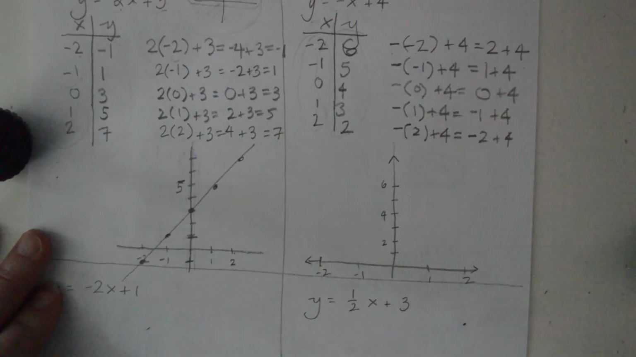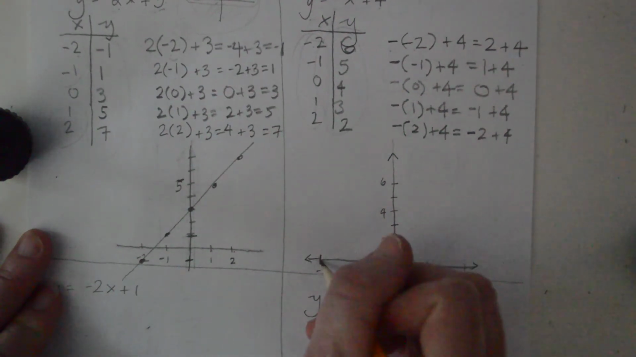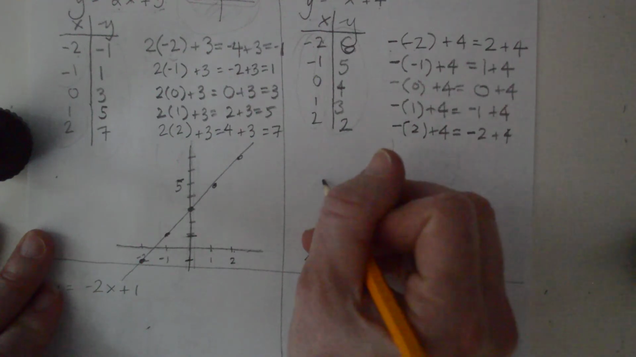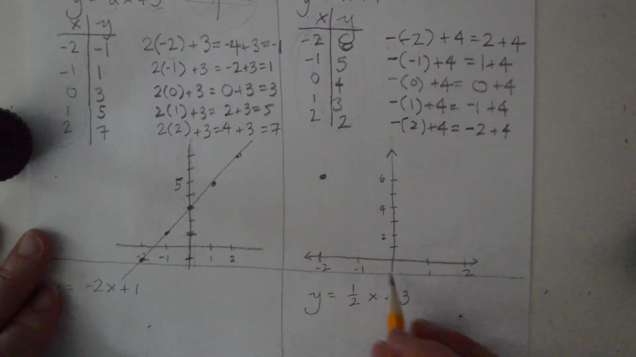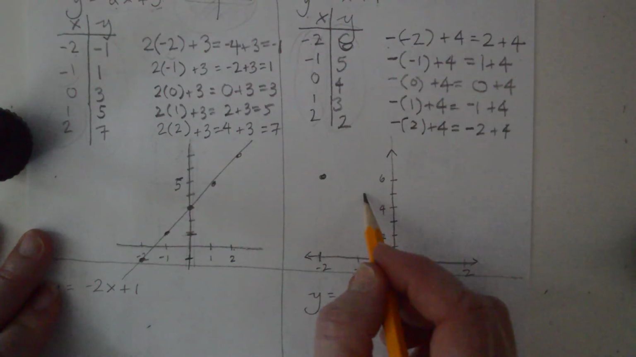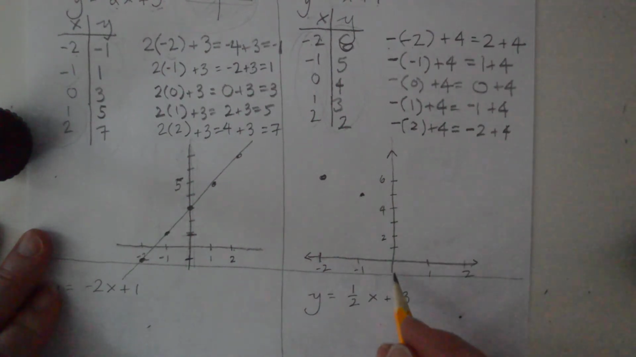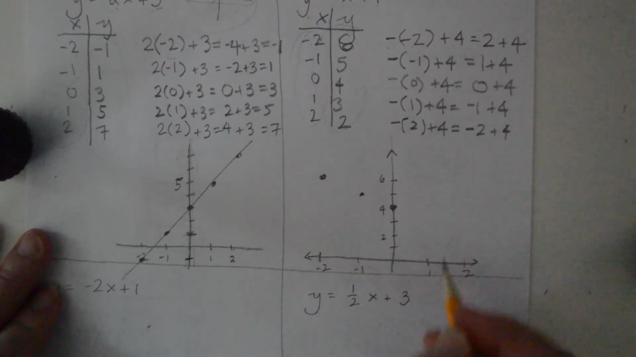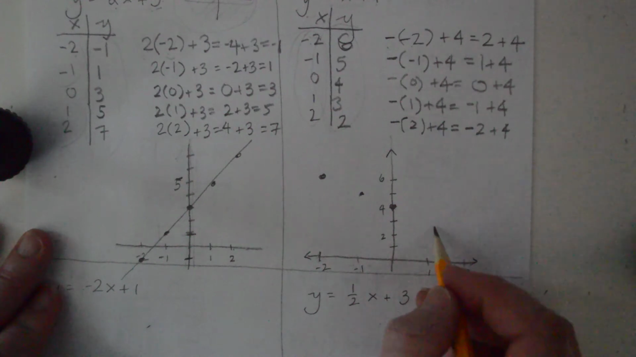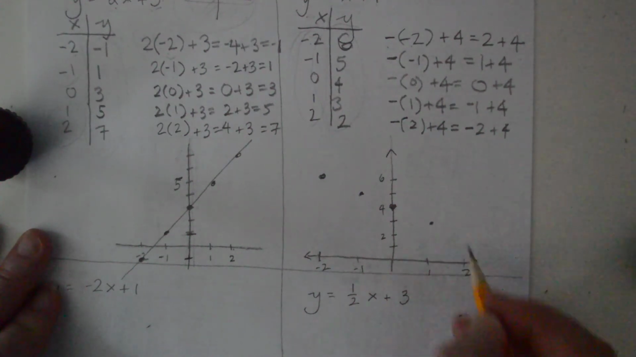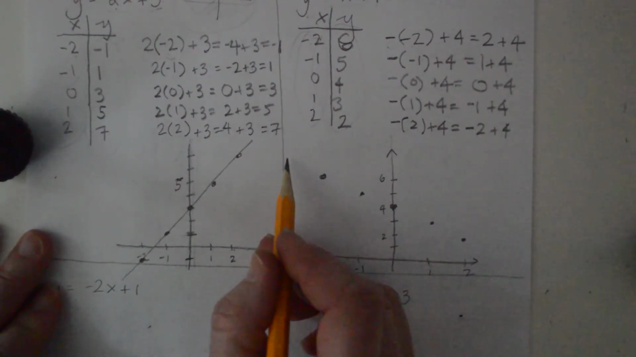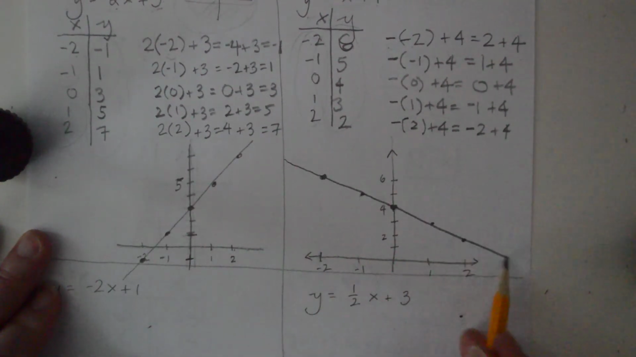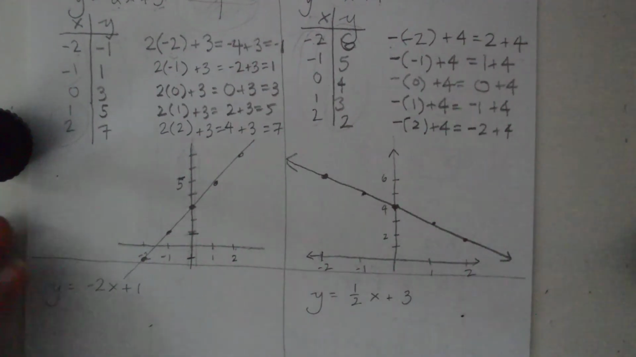Okay, let's go through and plot this. So -2, +6, that's about right here. Again, if you have graph paper, it's going to make your graph look a lot nicer, so please do that if you have the chance. -1, 5. Right here. 0, 4. Right here. 1, 3. 2, 2. I connect them, and I get a nice line like that.